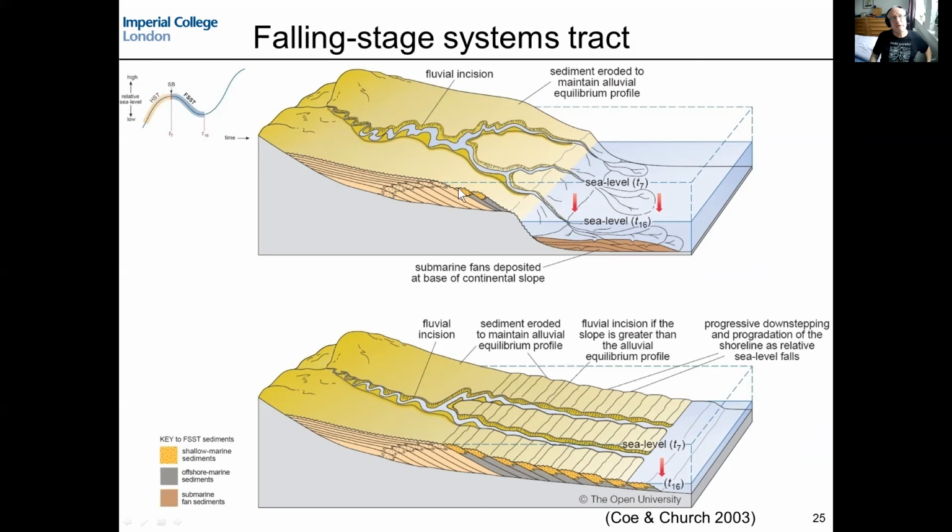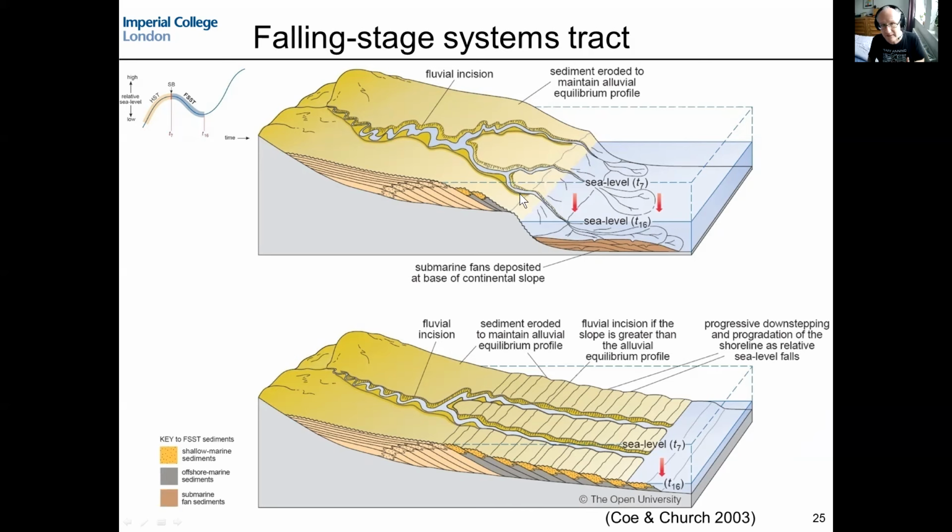So if we look now at this top diagram, remember this is our basin with a shelf, slope, basin floor morphology. We see the shallow marine rocks in yellow, they're downstepping. We see rivers cutting valleys, they're cutting into the older Highstand deposits. They're also cutting down into these falling stage shallow marine deposits. And those valleys are actually extending as far as the shelf edge in here.